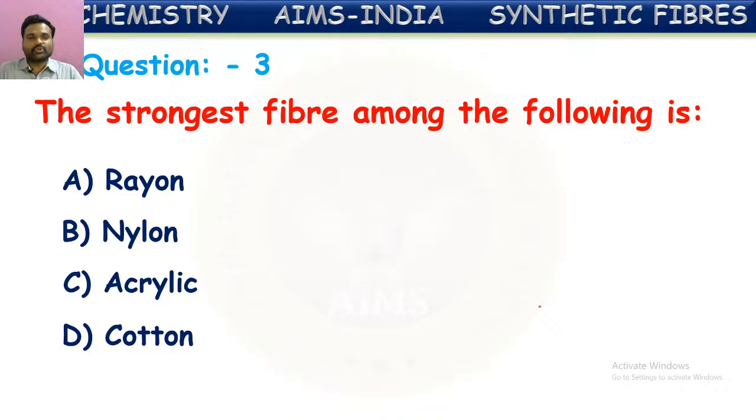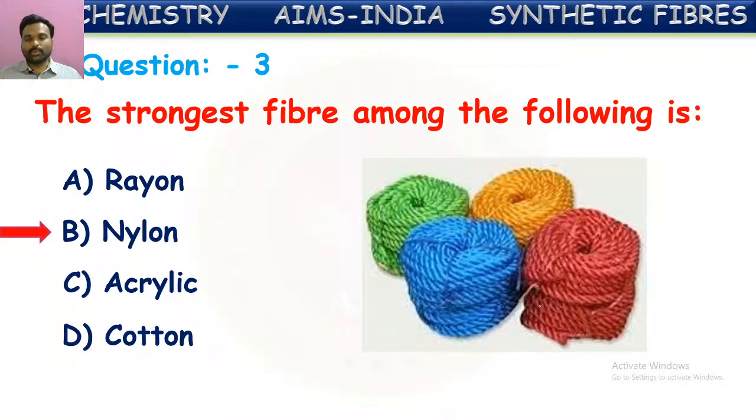One of these is used for making ropes, rock climbing ropes, parachutes, socks, shoe laces, and tents. These all are made up of this strongest fiber. What is that? Yes, many of you have given the correct answer. It is nylon. Because of its strength, most of the ropes are made with this nylon. It is the correct answer.